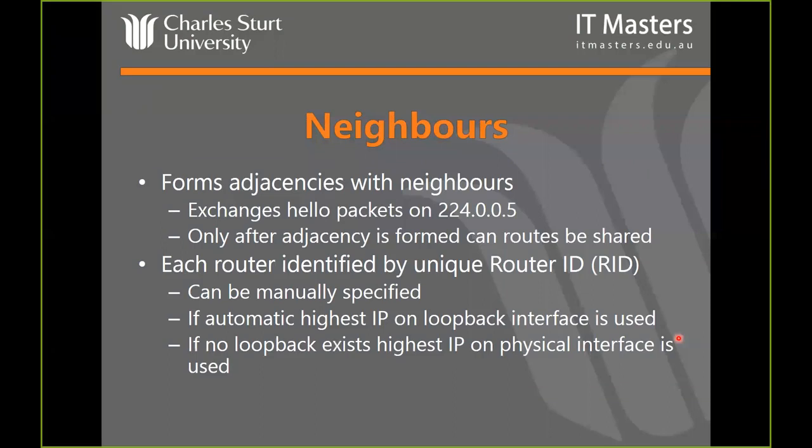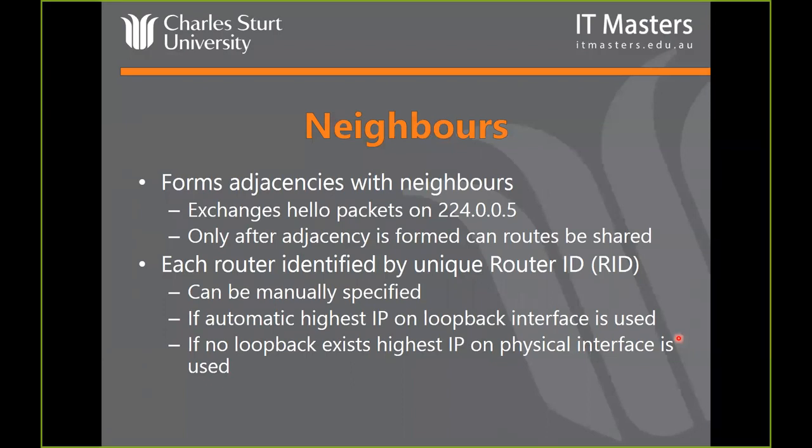So neighbors. OSPF forms what is called an adjacency with a neighbor. And it does this by exchanging hello packets to the .5 address. Only after an adjacency is formed, so after they agree that they'll talk to each other, can routes be shared, can the link states be shared. Each router is identified by a unique router ID, which has to be unique. It can be manually specified, but it can also be generated automatically.